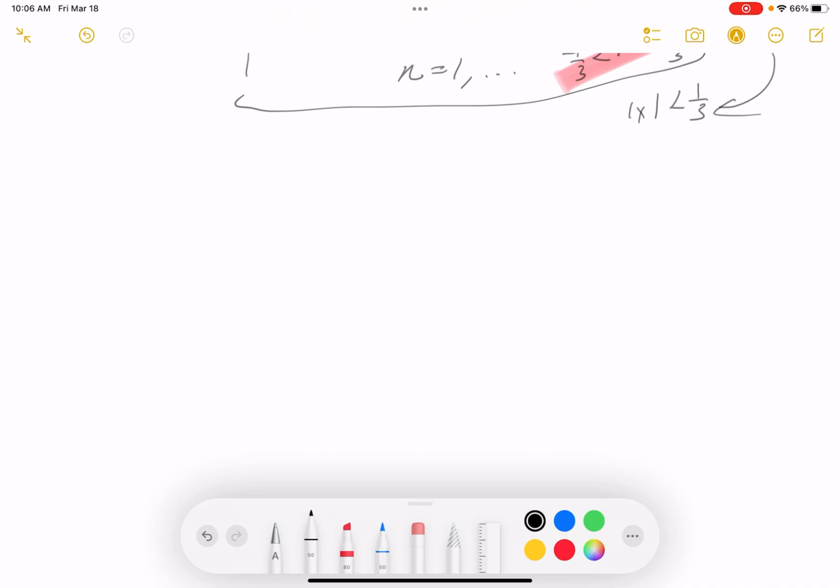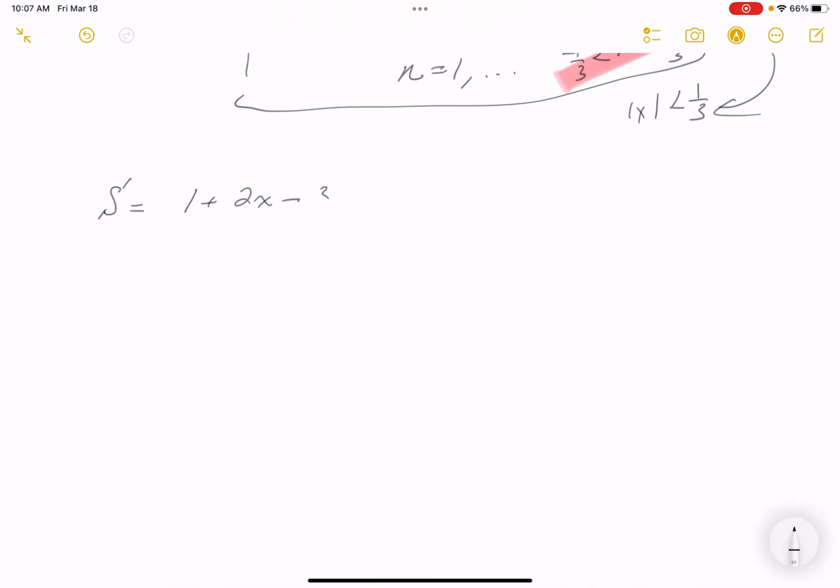So number 9 is S equal to 1 plus 2x minus 3x squared plus 6x cubed minus 7x^4 plus 10x^5 minus 11x^6 plus and so on. Let me make sure I copy that down right: 1 plus 2x minus 3x squared plus 6x cubed minus 7x^4, 10x^5. Yeah, okay. They say it's a third order, so let's write this down.